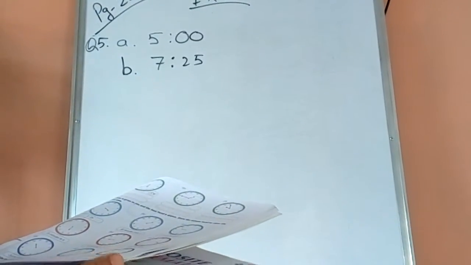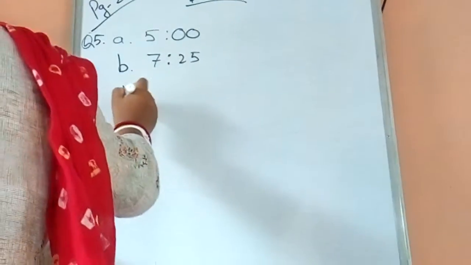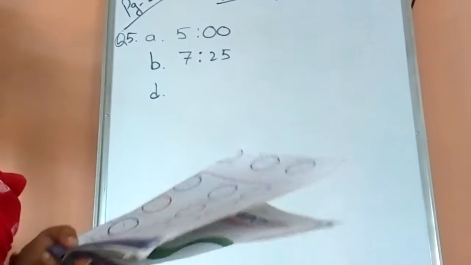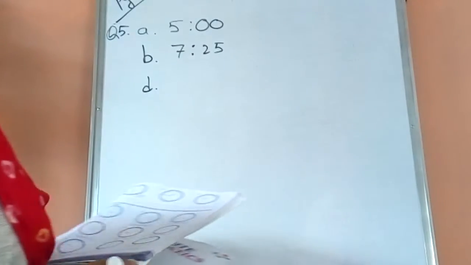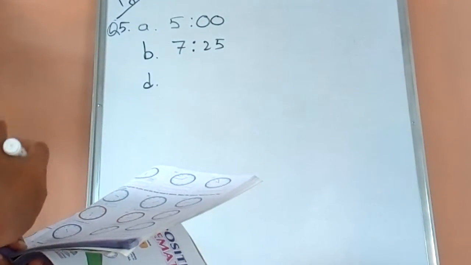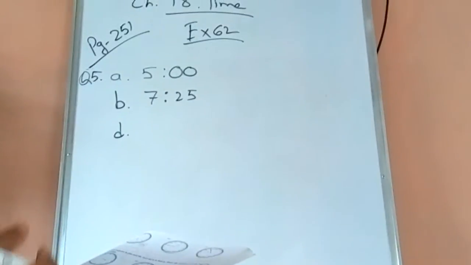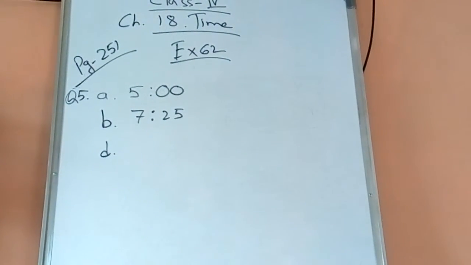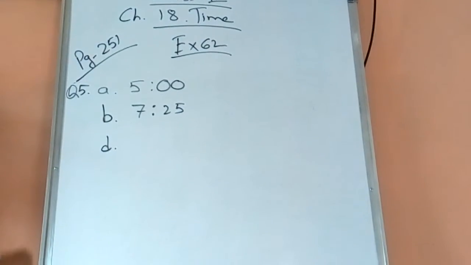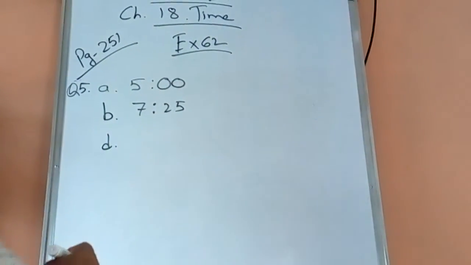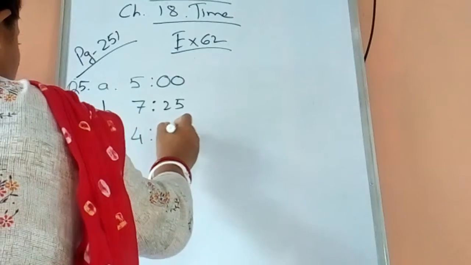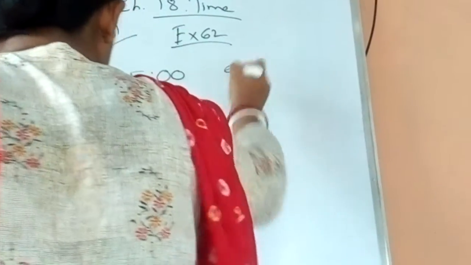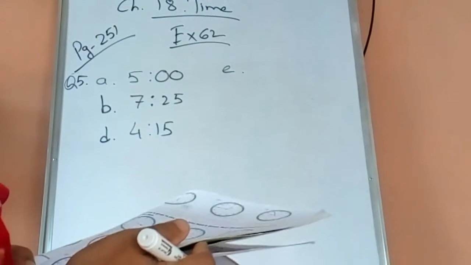Suppose I am doing number D. Quarter past 4. Now what is the meaning of quarter? Quarter means 15. Okay. If it is past, that means 15 minutes have passed. And if it is quarter to, that means 15 minutes are left. Here it is given quarter past 4. That means 15 minutes have passed after 4. So you will write 4:15.